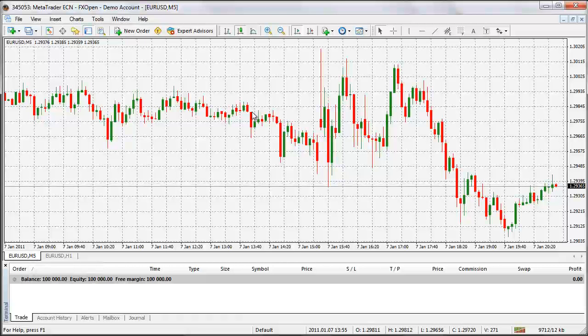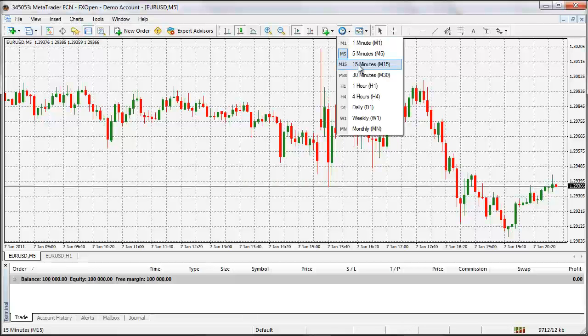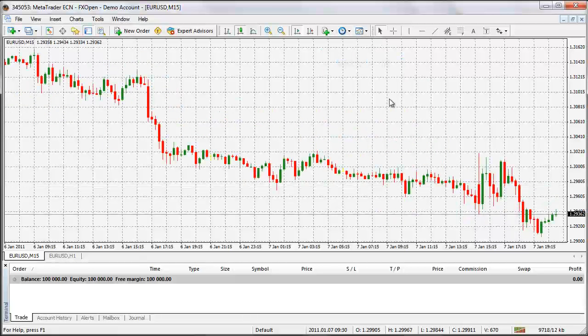Now, each one of these bars represents 5 1 minute bars. Here's your 15 minute bar chart. For every one of these red and green bars that you see on here, it is going to be represented by 3 5 minute bars, or 15 1 minute bars.